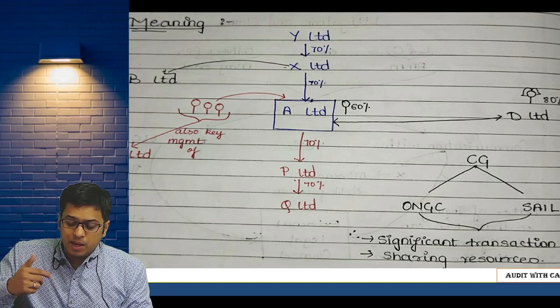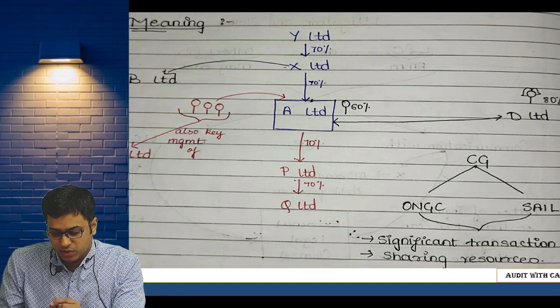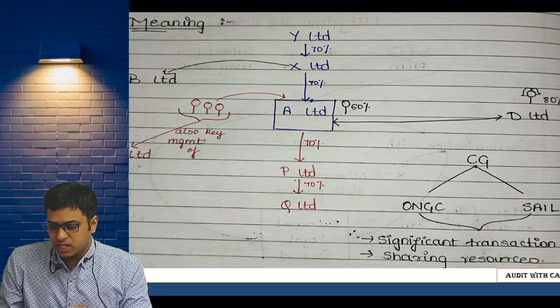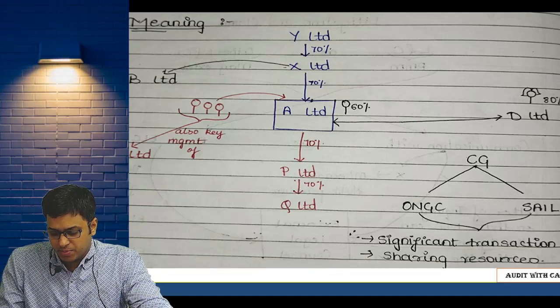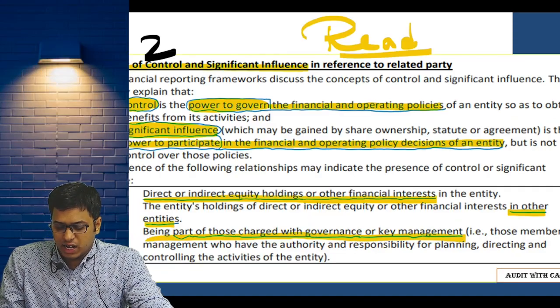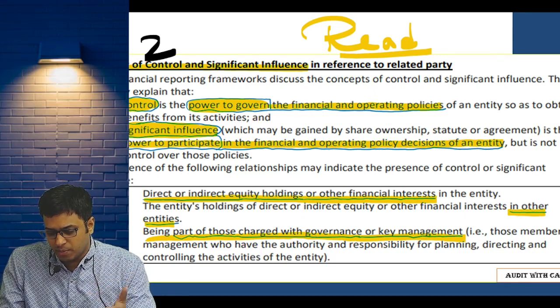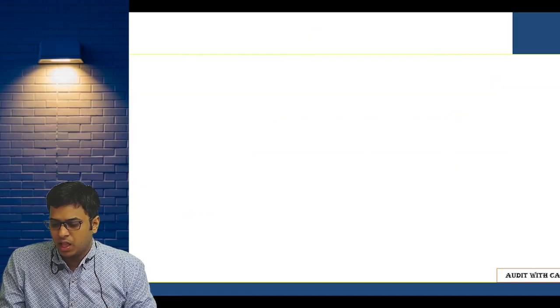They can be related parties only and only if there are significant transactions between them or they are sharing the resources. इस तरीके से वर्क करेगा दिमाग में clarity. This is the meaning of related party. Okay, let's go further. After that, the next point, that is basically control. अपने meaning देखा था कि control क्या होता है, significant influence क्या होता है. Remember, control is the power to govern and significant influence is the power to participate. Okay, let's go to the next area.